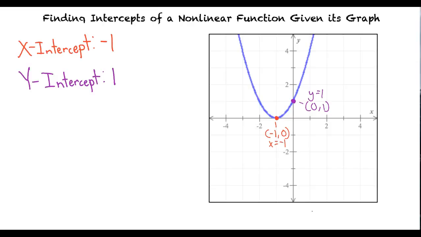So, in order to find the intercepts of a nonlinear function, we need to look at which points the graph of the function crosses the x and y axis. And we have to keep in mind that not every graph will have both an x or y intercept.